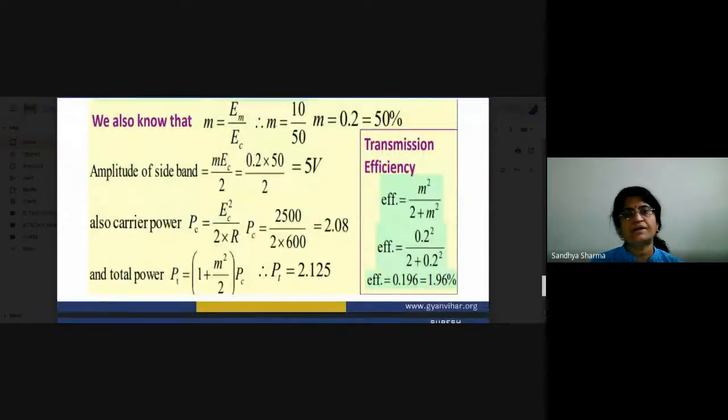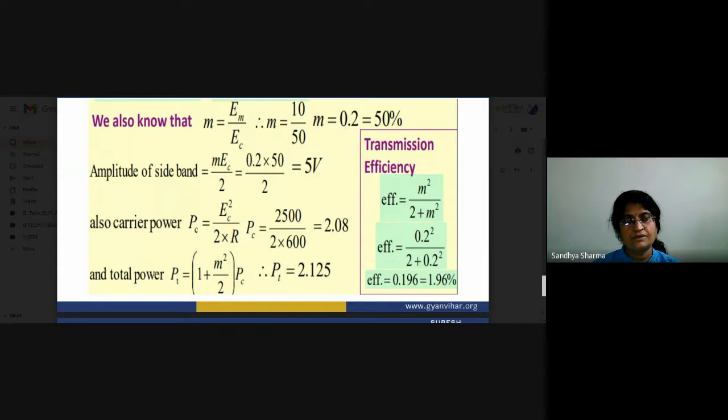Now how can you calculate the efficiency, or what about the modulation index M? Here we are working on M, that is equal to EM by EC. Here EM is given as 10 volt, and EC is 50 volt. According to that, we can calculate the modulation index M, which is equal to 0.2, and that is equal to 50%.